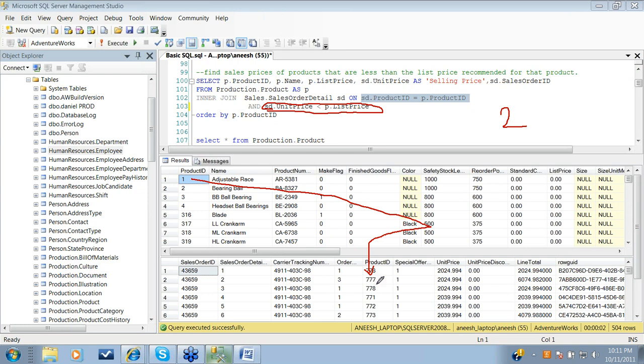Let's say the product ID 1 has 5 matches in the sales order detail table based on the first condition. Then it will try to check the second condition. If none of the 5 records match this condition, that means the product ID does not have any match in the sales order detail table based on the conditions we provide. So that product information will not be displayed in the record set. Did you get my point? Yes. Okay.